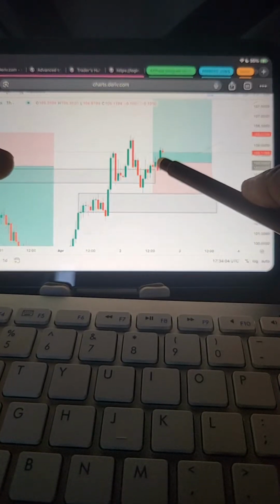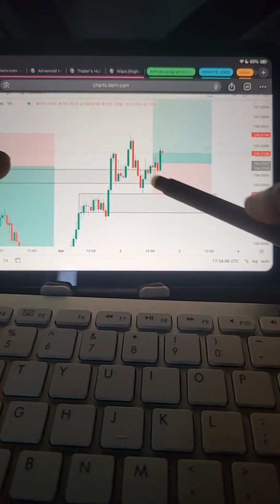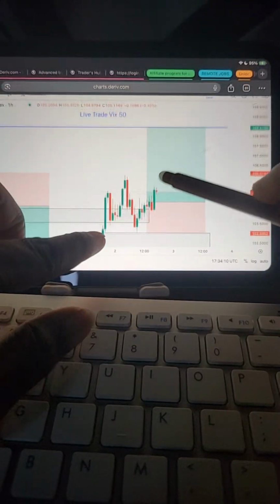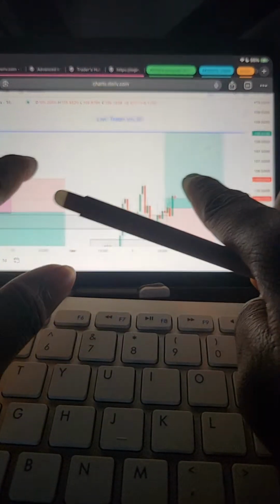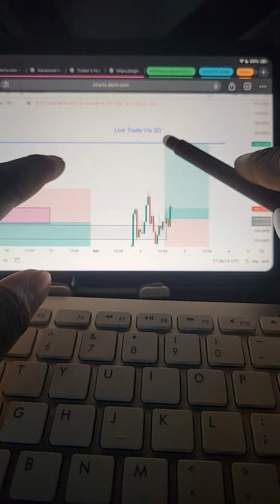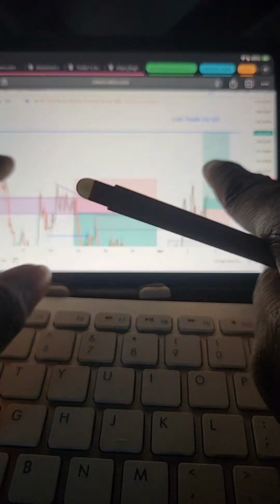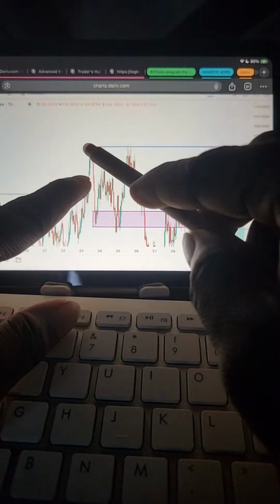So what I did is that when price got to this zone, I got my entry from here. I put my stop loss below this low. Then I'm targeting this high above. This is where I'm targeting my nearest area of interest. So this high is where I'm targeting.